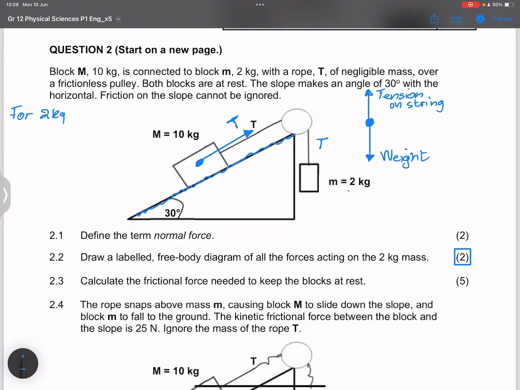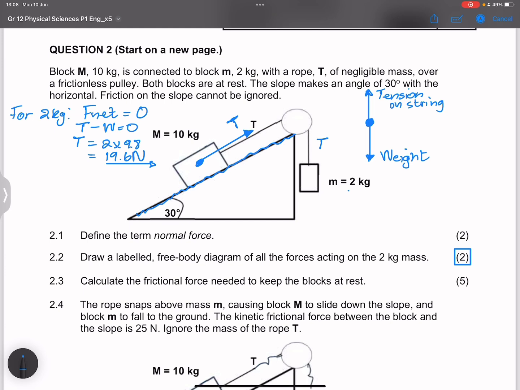Okay, so we know that F net will be equal to 0 because the acceleration is 0 in that case. Which means tension minus the weight should equal 0. So tension should be equal to that weight, which is 2 times 9.8, and that's 19.6 newtons, right? But now that's not what we are interested in.